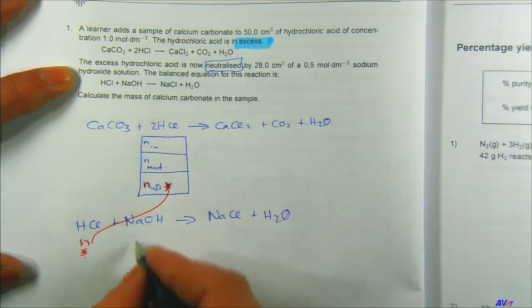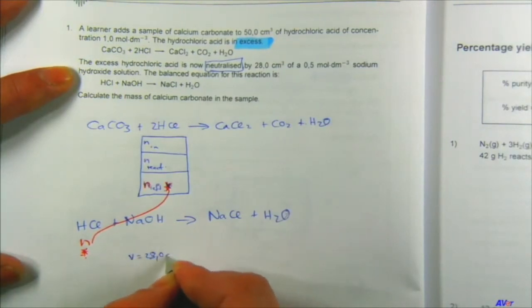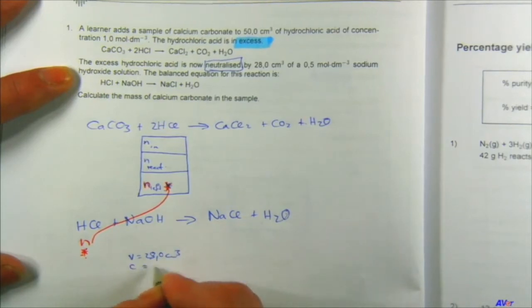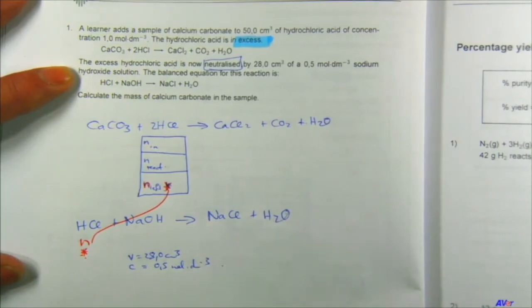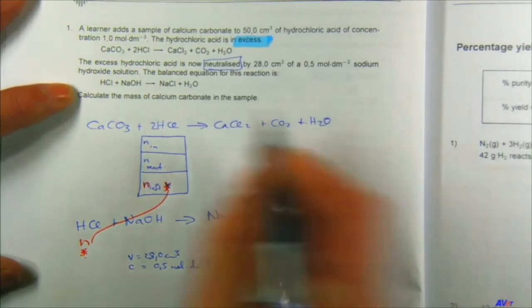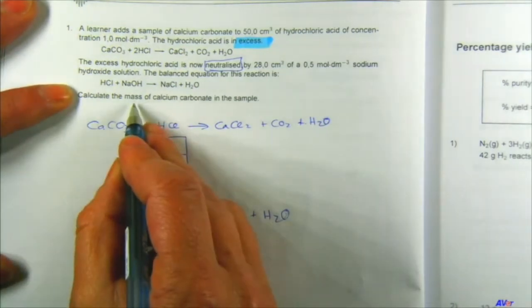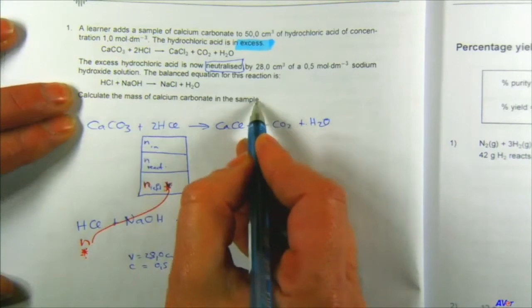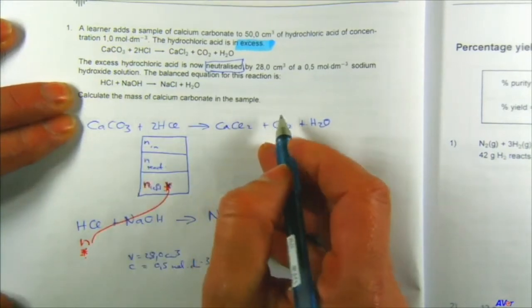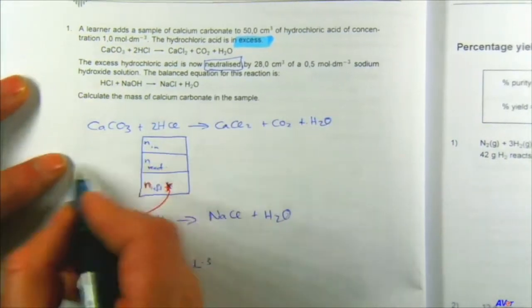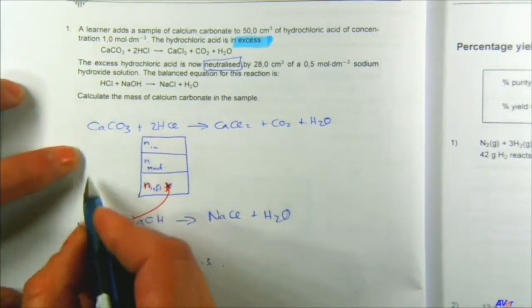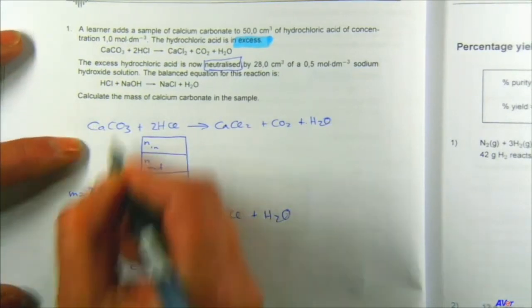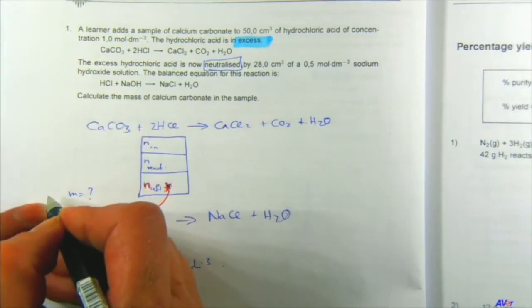And now they give you sodium hydroxide. They give you a volume of 28.0 cube centimeters, and they give you concentration 0.5 moles per cube decimeter. Right. And what do they ask you? They ask you what mass of calcium carbonate was in the sample, what reacted. Now, I want to end up with mass of calcium carbonate. That's where I'm working towards.